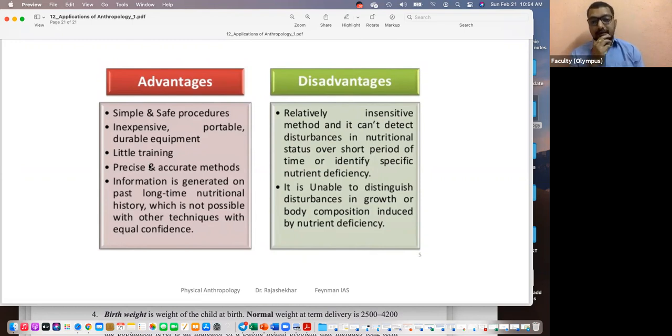How many people can you train? How much can you pay for them, right? So little training is enough. And most of these methods are precise and accurate enough to tell what's going on. And we can actually make records of this. How was the trend in the last century? With simple calculations, simple computation, we can understand how the trend is changing over a period of time. So these are all the advantages of anthropometry in nutritional anthropology.